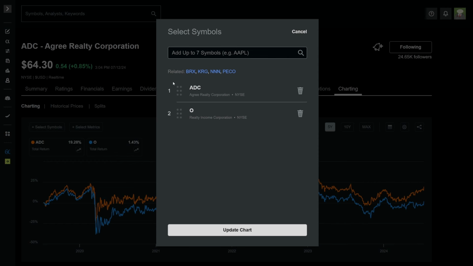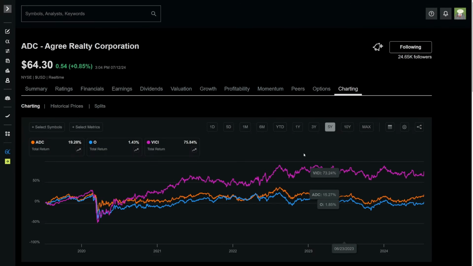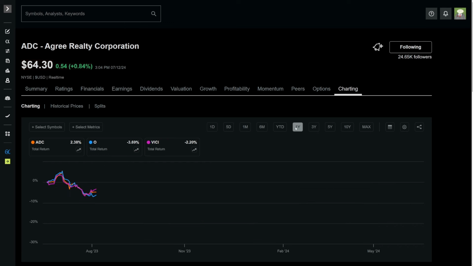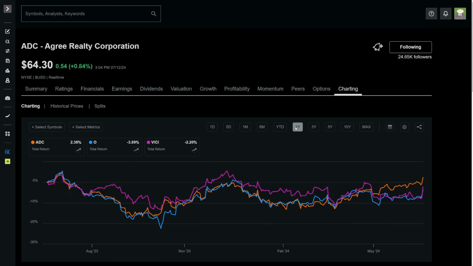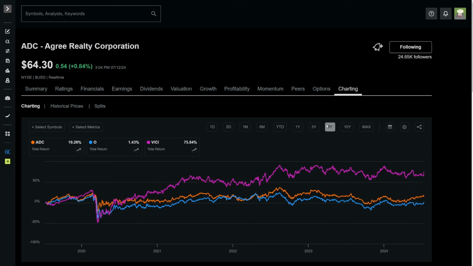Actually, let's throw Vici into this too. Why not? Let's throw Vici into this too. Oh my God, Vici's crushed these. All right, so year to date, we have ADC outperforming all of them. 1 year, we have ADC outperforming all of them. 3 year basis, we have Vici outperforming all of them. On a 5 year basis, we have Vici outperforming all of them by a wide, wide margin.